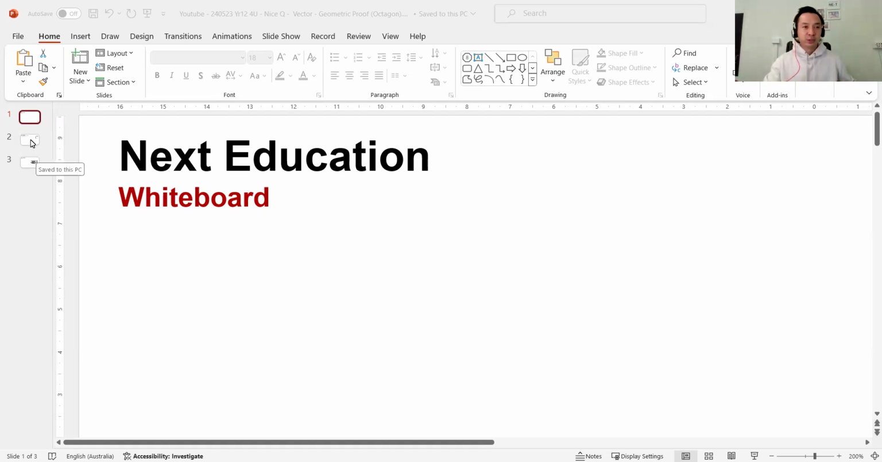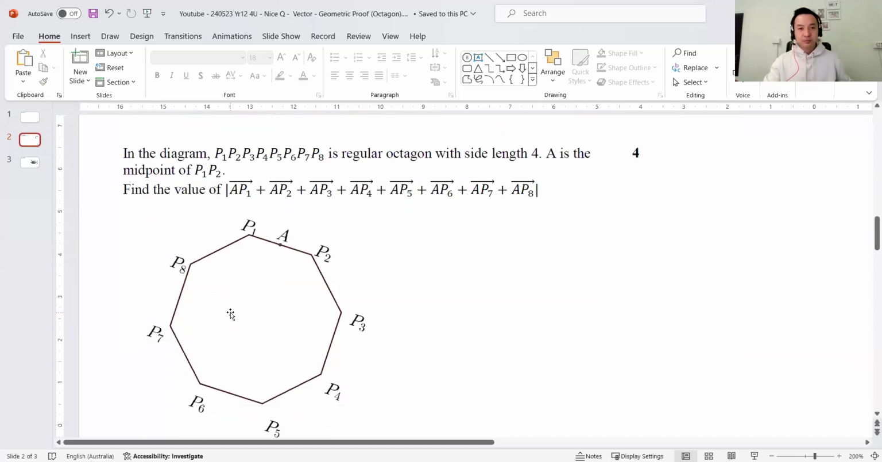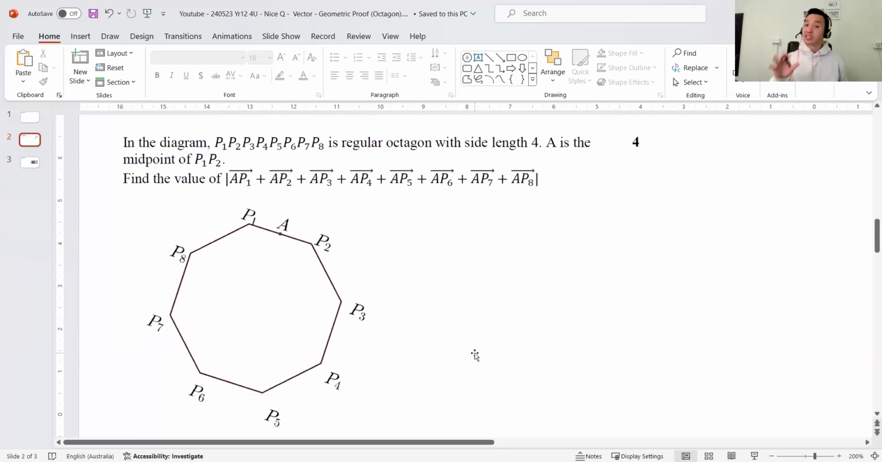North Sydney Boys 2023. Now, this question looks quite simplistic. It's 4 marks, and generally when that happens, it's hard, right? Because there's no sort of direction for this. So let's have a read.